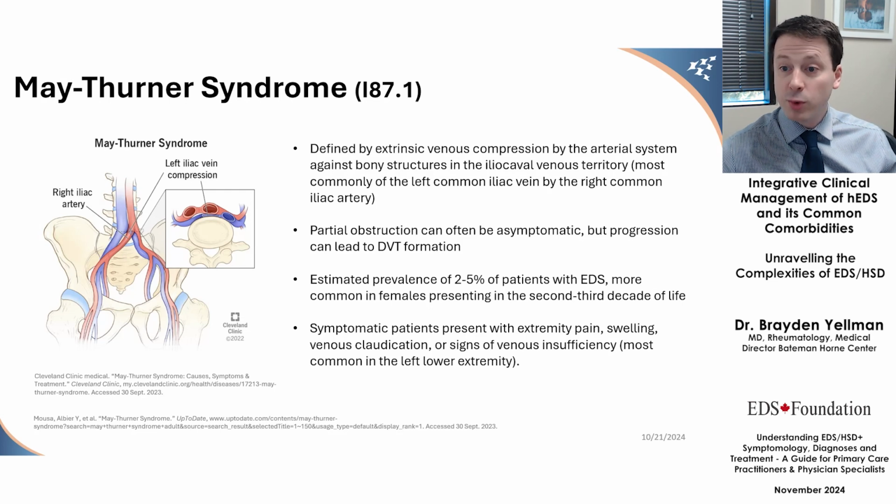Over time, right, with mast cell activation. But progression can lead to symptoms such as DVT formation, such as extremity pain, such as swelling and venous claudication, signs of venous insufficiency, particularly in the left lower extremity.